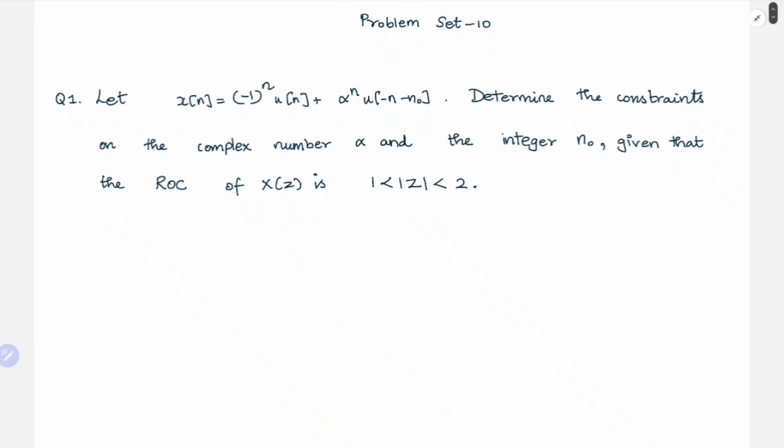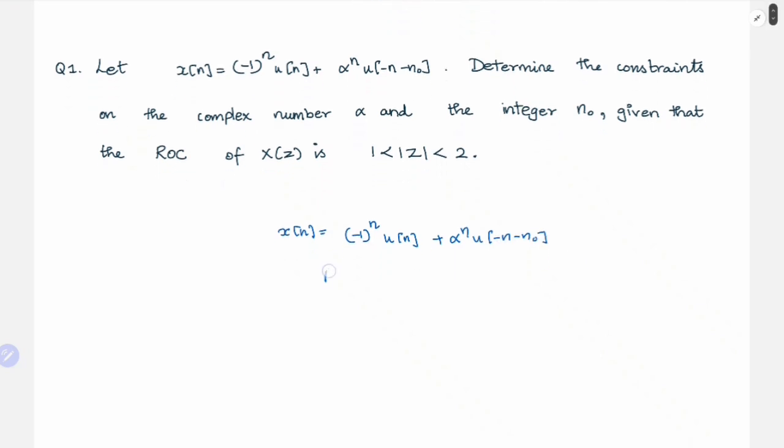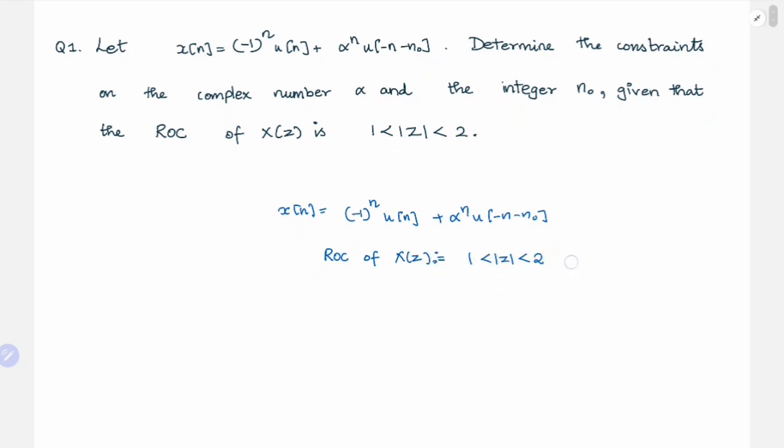So we are given x of n as a sum of two signals: minus 1 power n u of n plus alpha power n u of minus n naught. And the ROC of this x of z is given as 1 less than mod z less than 2.